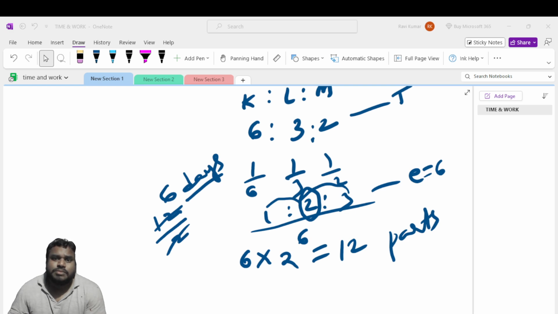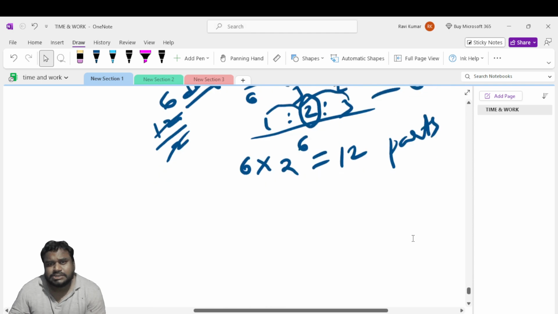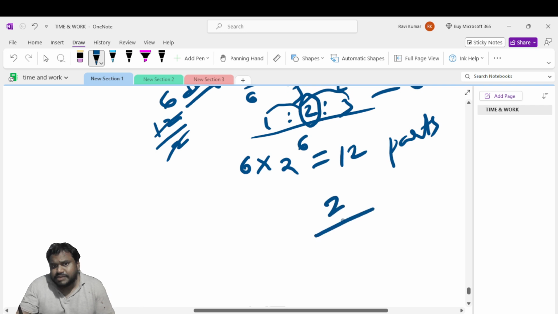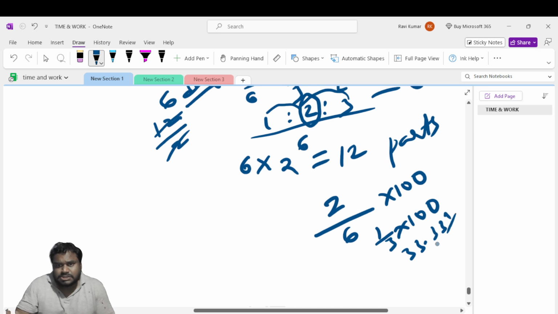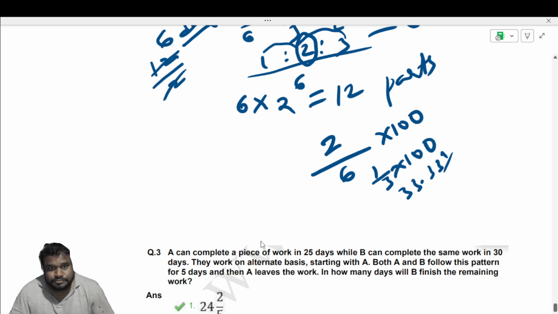If the percentage of work done by L alone is asked, then you can take the efficiency of L divided by total efficiency, that is 2 by 6 into 100. So it is nothing but 1 by 3 into 100, which is 33.33. 33.33% of work is done by L alone. Take that into consideration.